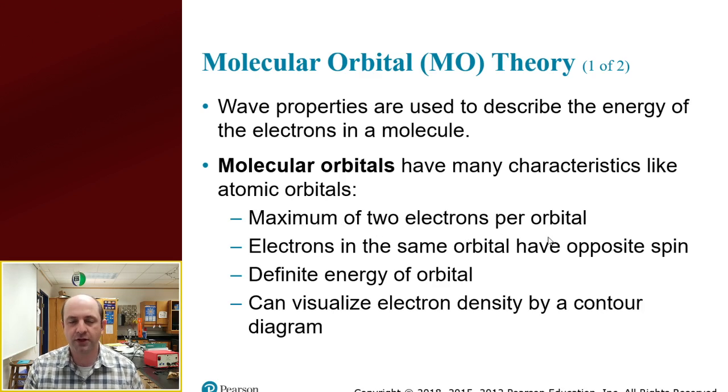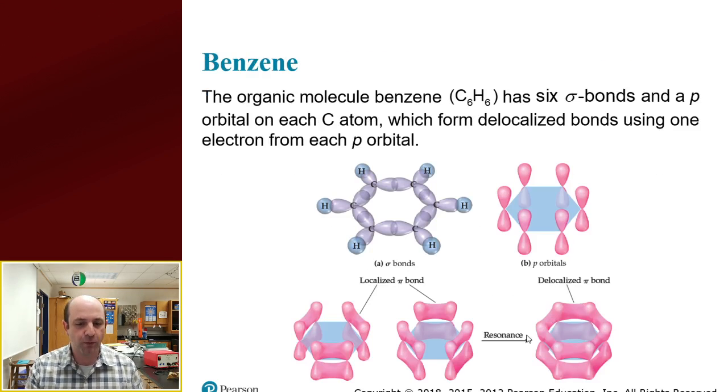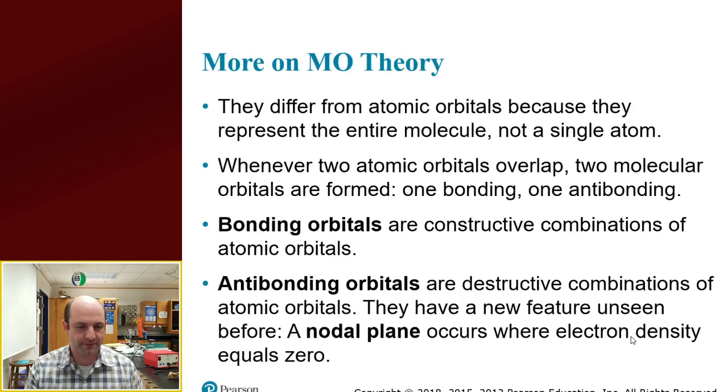So molecular orbitals are still very much like atomic orbitals. It's still 2 electrons per orbital. They have to have opposite spin, so one up, one down. There is a definite energy level of that orbital, and we can still visualize them. We can still say, hey, where is the most likely region of space for these electrons to be? That's honestly what this picture is more like. This picture for benzene shows where this electron is likely to be if it's in certain molecular orbitals.